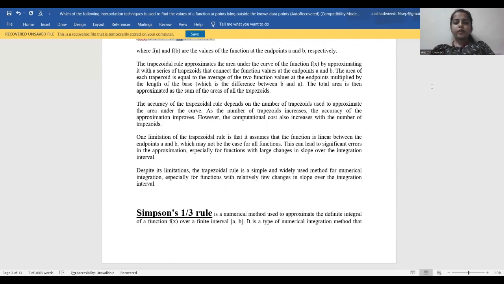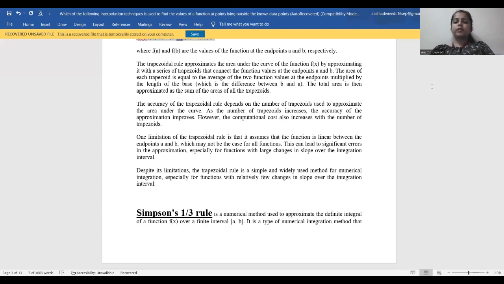The accuracy of the trapezoidal rule depends on the number of trapezoids used to approximate the area under the curve. As the number of trapezoids increases, the accuracy of the approximation improves. However, computational cost also increases with the number of trapezoids. One limitation of the trapezoidal rule is that it assumes that the function is linear between the endpoints a and b, which may not be the case for all functions. This can lead to significant error in approximation, especially for functions with large changes in slope over the integration interval.